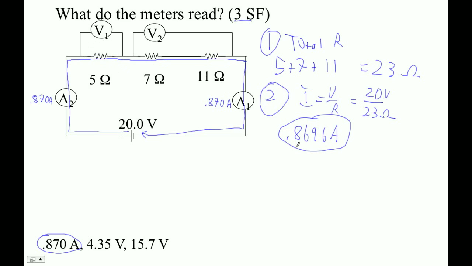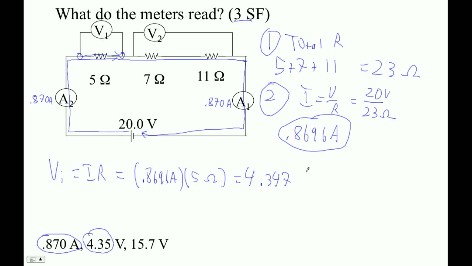That 0.8696 amps, I'm going to use it without rounding it, flows, and from here to here, the resistance encountered is 5 ohms, right? So the voltage, you just do IR, right? And so that is the current of 0.8696 amps times 5 ohms, right? So I'm just going to go times 5, and I get 4.347. But with 3 sig figs, you'd have to say 4.35 volts, right?